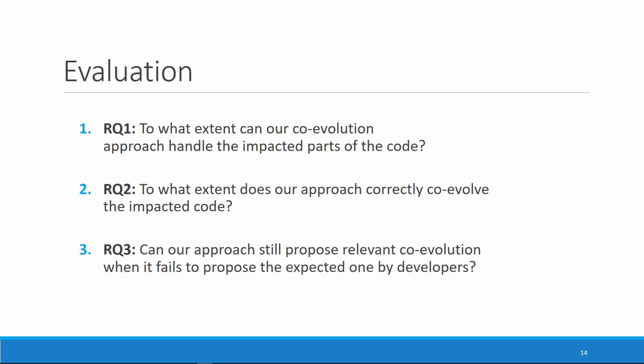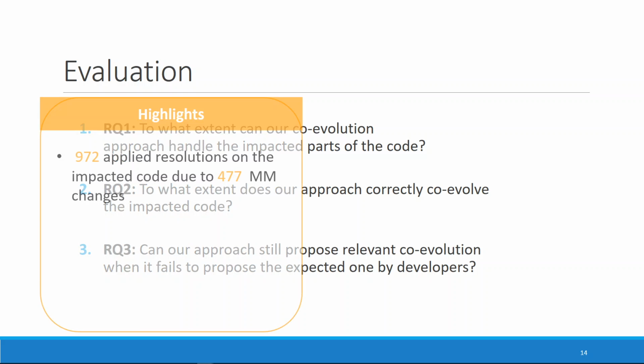So we were interested in 3 research questions. Can we first handle the coevolution, or the impact of the evolution of the meta model on the code? Can we propose the resolutions? Are the resolutions that we propose the correct ones? And then finally, if it's not the correct one, can we still propose appropriate resolutions as alternative ones?